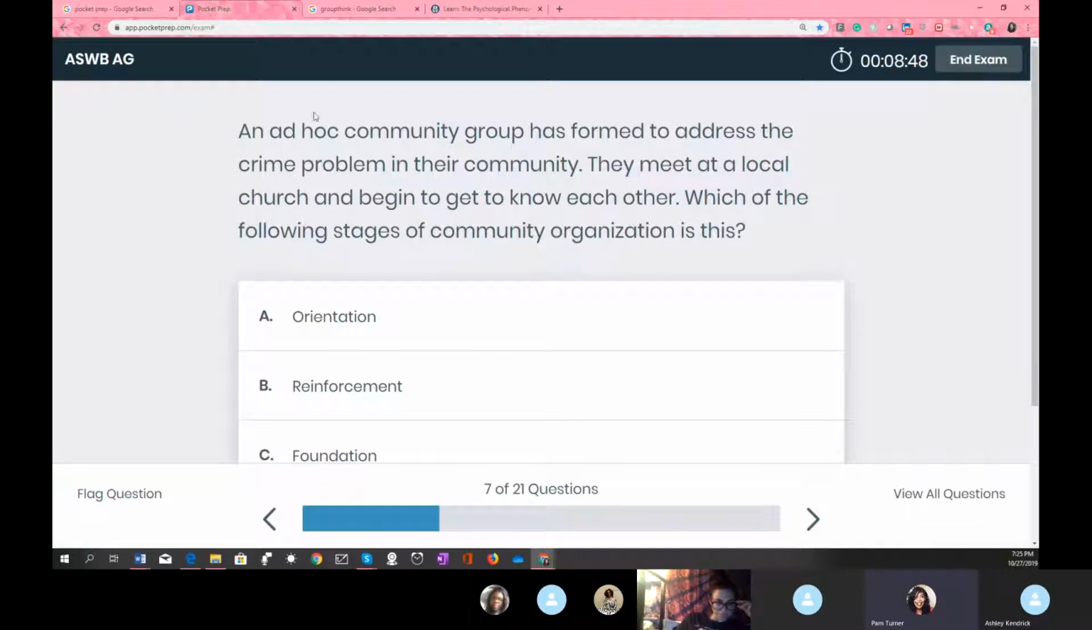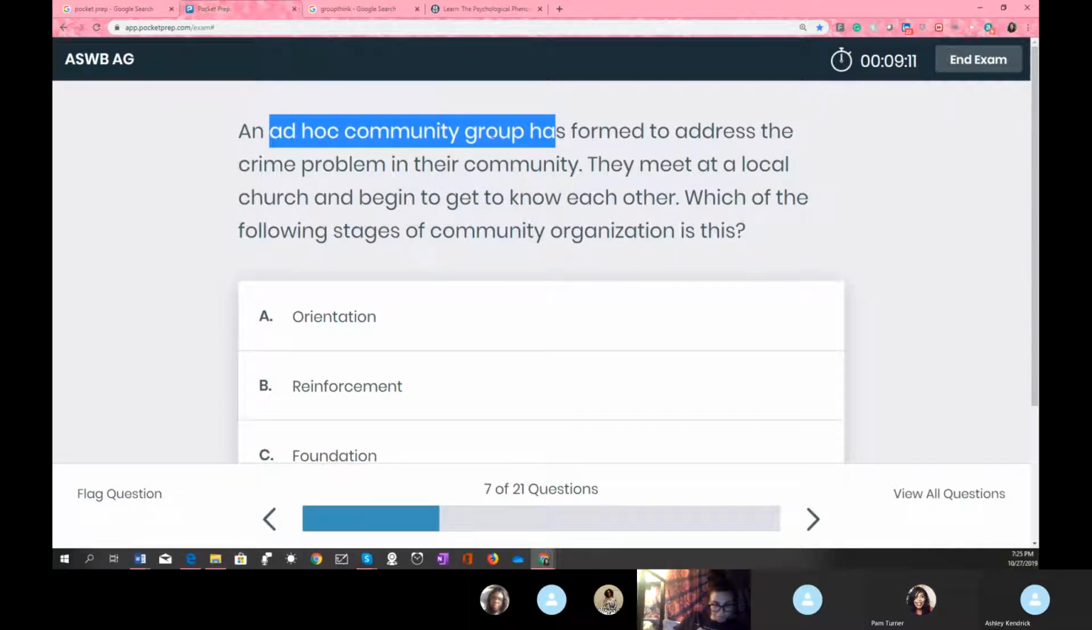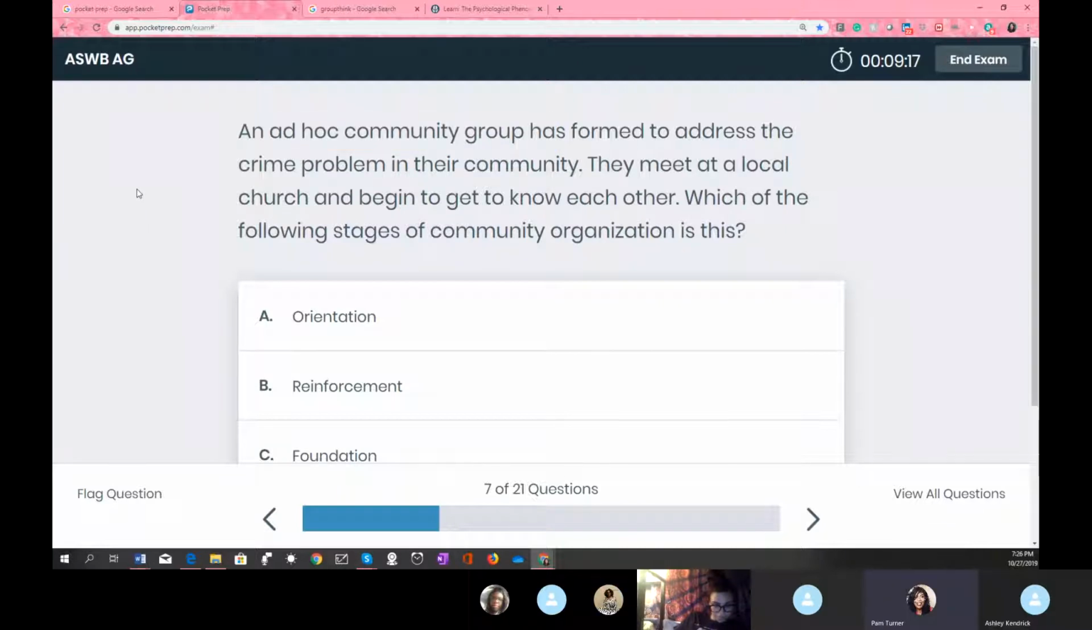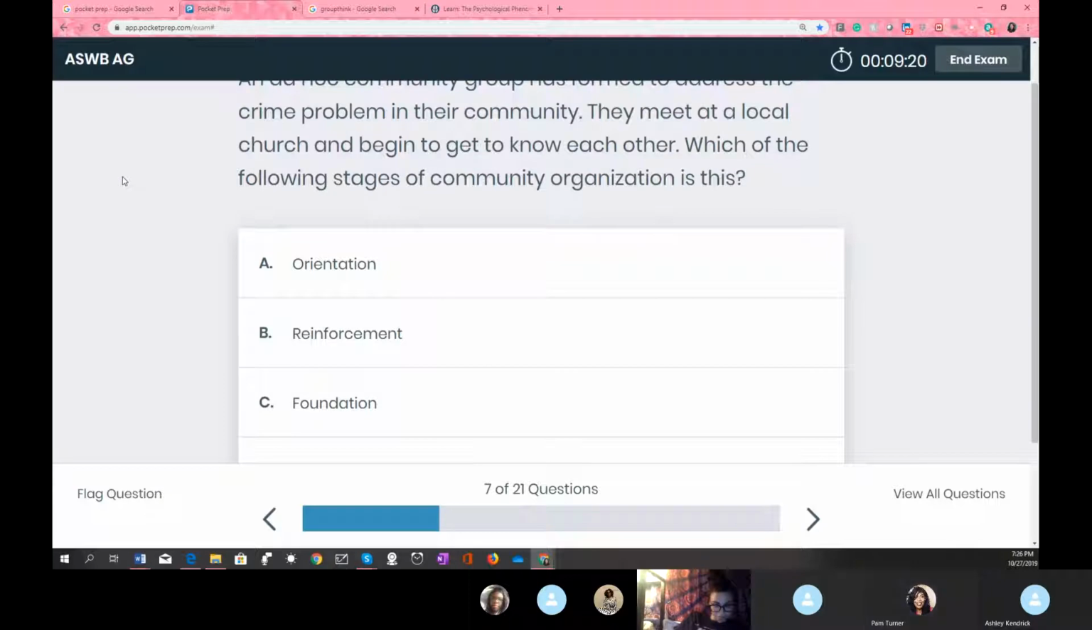Okay. So an ad hoc community group has formed to address the crime problem in their community. They meet at a local church and begin to get to know each other. Which of the following stages of community organization are they in? Okay. So with any other group, as we get together, what is the first stage? Ad hoc means add-on. So whether it's a group process or a community process, what is the first thing I do to get to know each other?